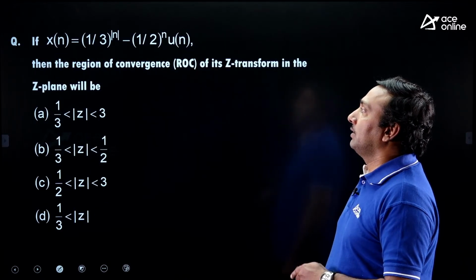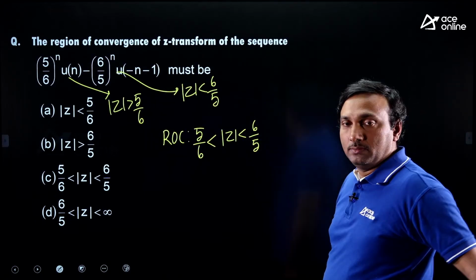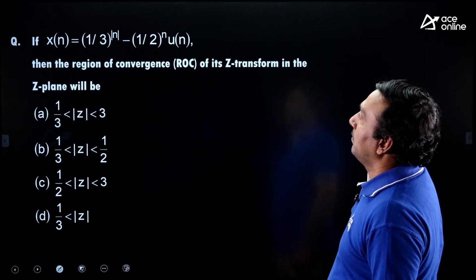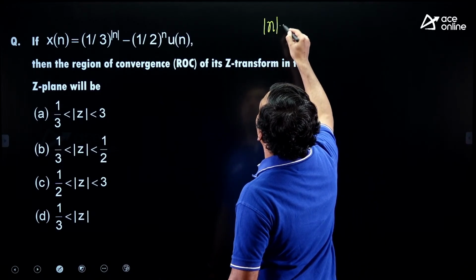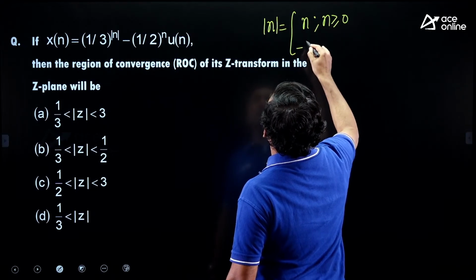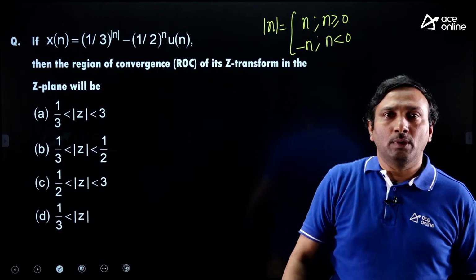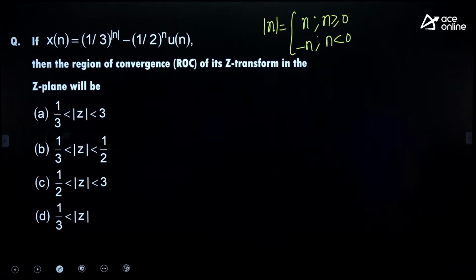In a similar way, think of this ROC. The previous one is very simple. Think of this one. 1 by 3 whole power mod n added with minus 1 by 2 whole power n u[n]. Modulus of n means it is plus n for a positive index, minus n for a negative index. What is the possible ROC here? Think and respond.